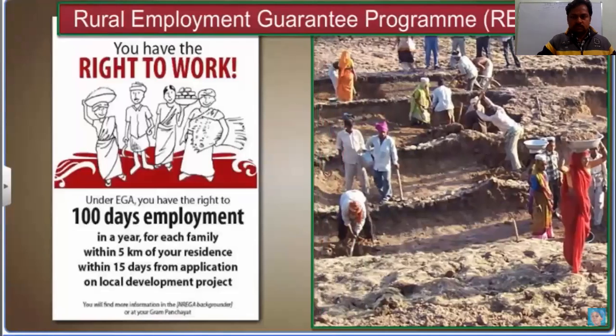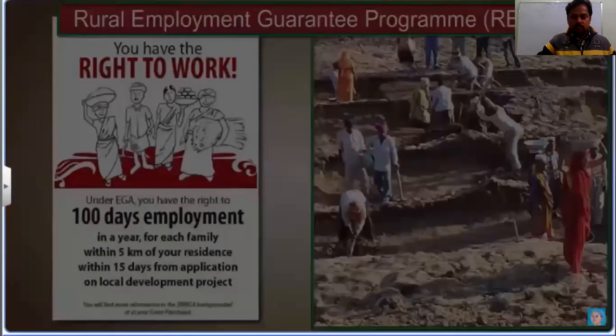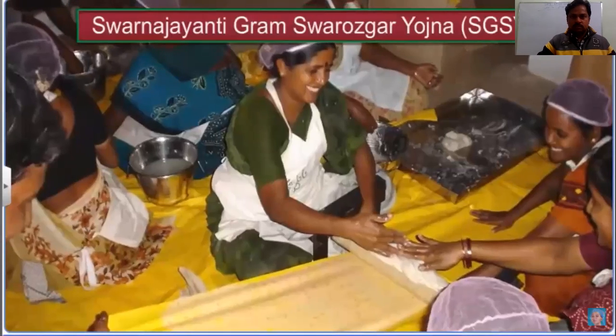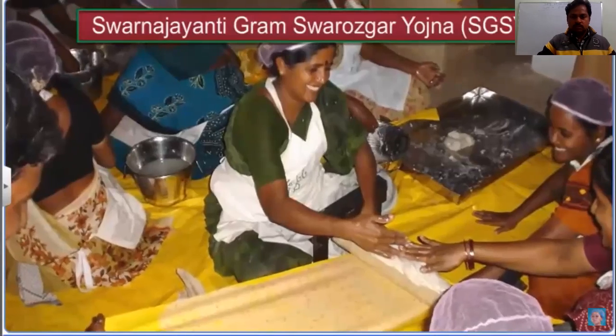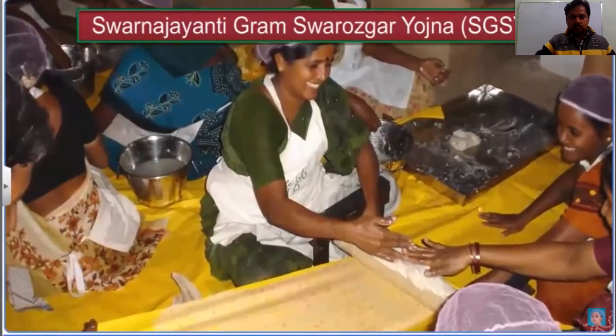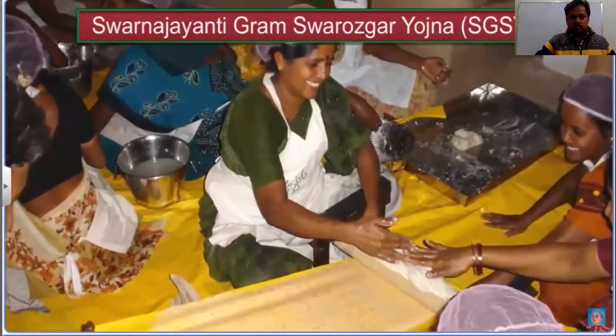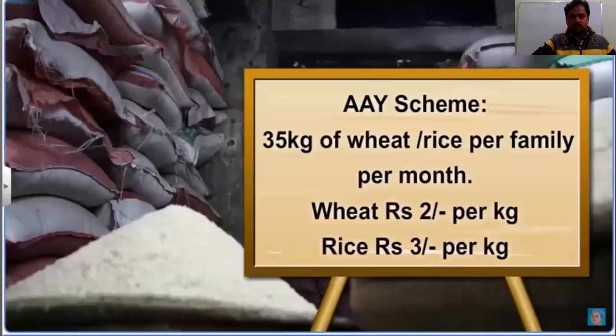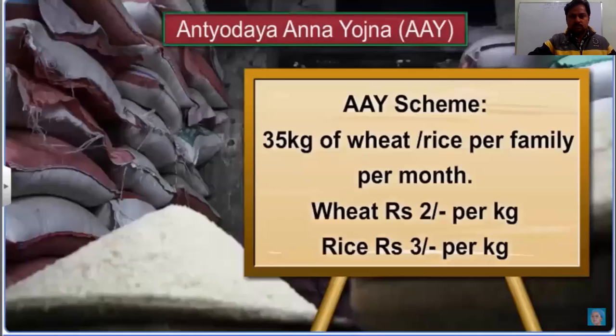The Swarna Jayanti Gram Swarozgar Yojana, started in 1999, aims at organizing poor families into self-help groups and providing them bank loans and government subsidies to start small businesses and industries. The Antyodaya Anna Yojana was started in 2000 to provide food grains to poor families at subsidized rates.